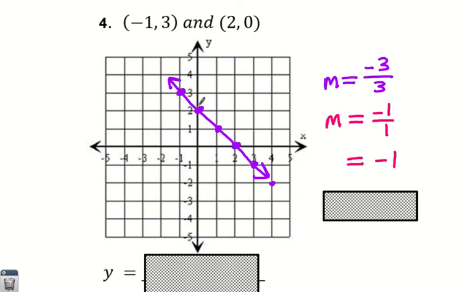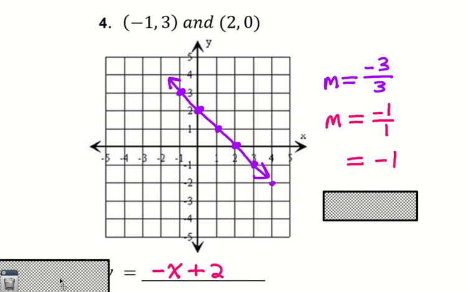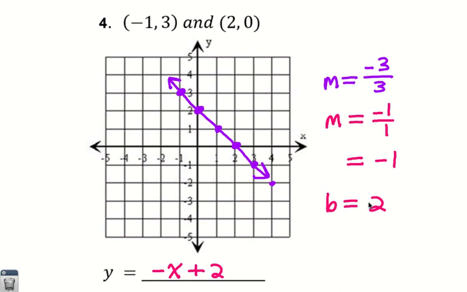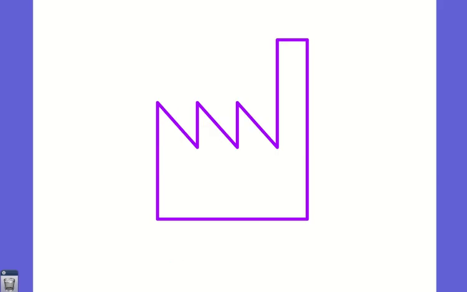So, yes, my b value is exactly +2. And so I can plug -1 in for my m. So that just makes it like -1x, or just -x. And my b value is 2, and so +2. So my full equation is y equals -x plus 2. And that's that for section 4.3.